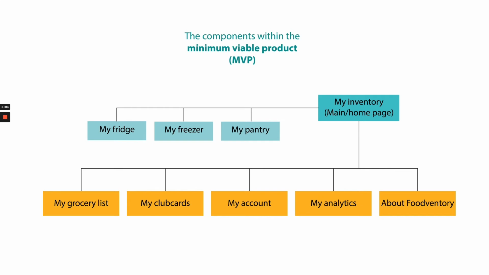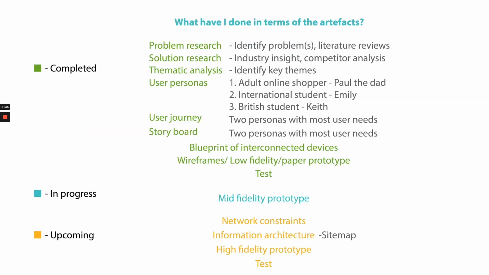So in terms of the components within my minimal viable product, my MVP, we have my inventory page. This is the main page, but within that, the user can look at specifically what's in their fridge or their freezer or their pantry, and then the user can make a grocery list, add or take away club cards linked to this app, look at the settings in their accounts in terms of expiry date reminders, and get analytics based on how they manage their food. What do they waste, and also more information about food inventory if they wish to go and see that.